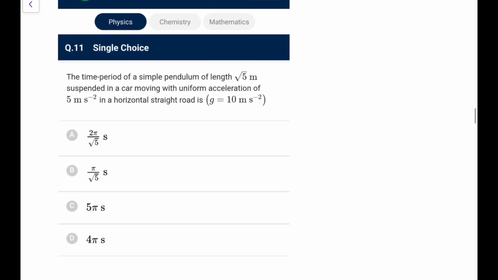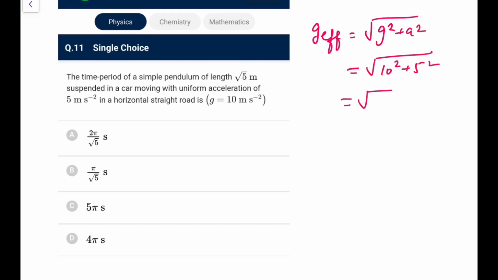The time period of a pendulum of length root 5 meters suspended in a car moving with uniform acceleration of 5 in horizontal string road is... So here you know the g effective will become under root g square plus a square because of horizontal acceleration. So this is 10 square plus 5 square, that is root 125.